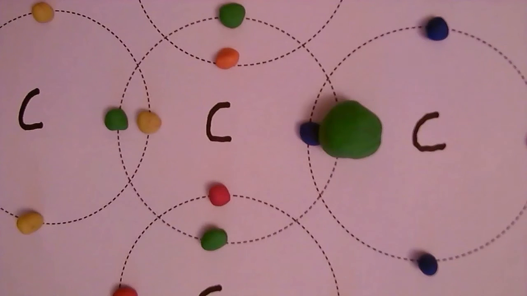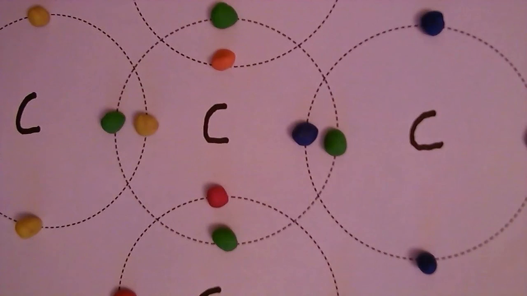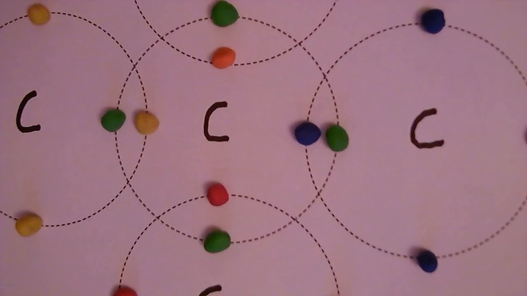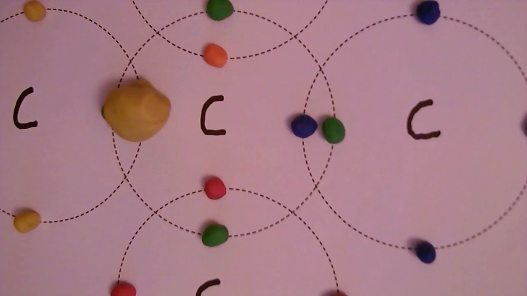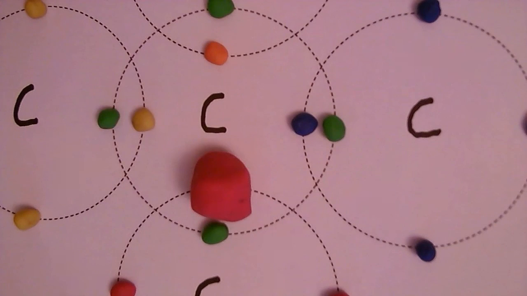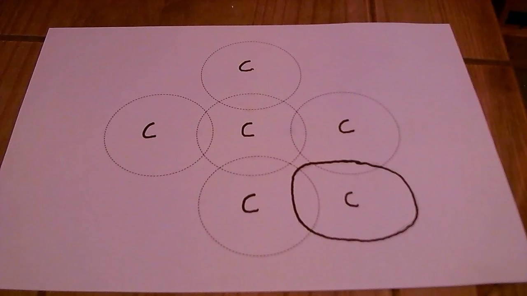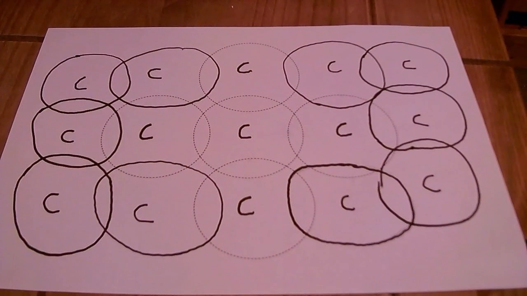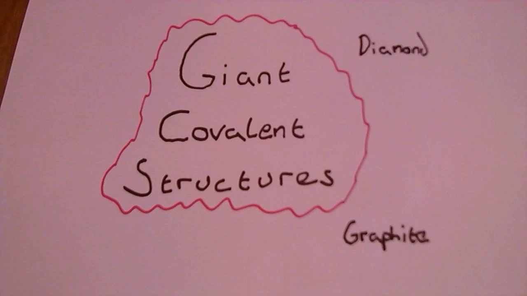Now the center one has 8 electrons. So we've got 2, 3, 4, 5, 6, 7, and 8. So this carbon has a full outer shell. But remember, all the other carbons in this can do the same. So eventually we get carbons bonding with other carbons covalently, making a giant covalent structure. Okay, these are such as diamond and graphite, which are both made of carbon.